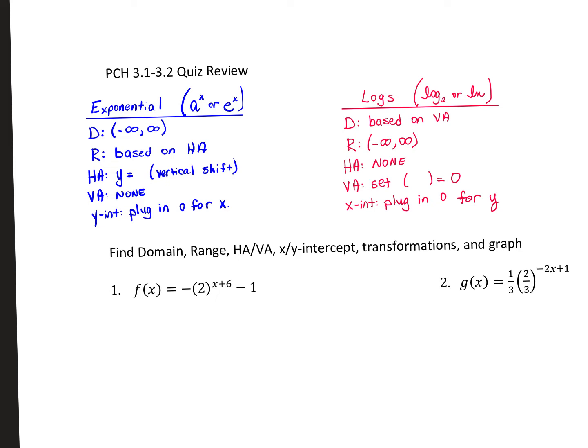And to find the y-intercept, you plug in 0 for x. We write it as an ordered pair, right? This needs to be written as an ordered pair. Don't forget that.